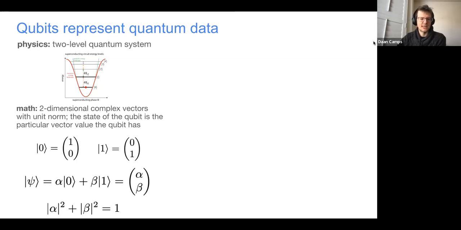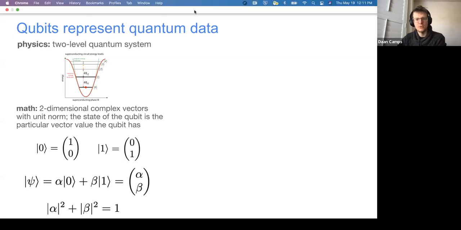So this is one of the principles of quantum mechanics, which is different than what you can do with a classical bit. You can create a superposition of two states. But the superposition has to be normalized. So these complex amplitudes, if you square them and add them together, they have to add up to 1. This is the mathematical model of a qubit that we'll be using.